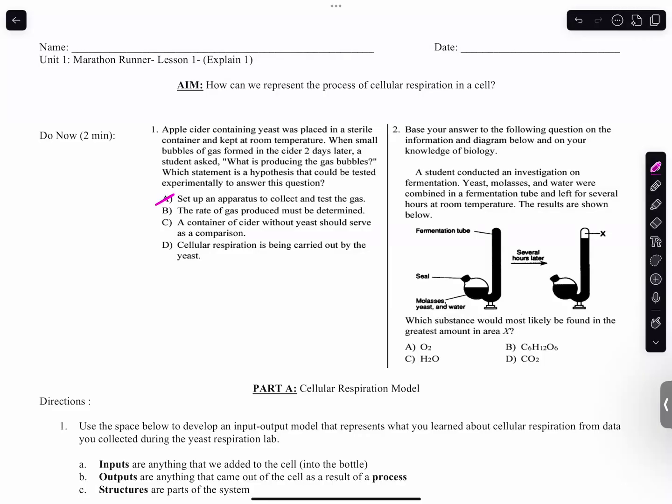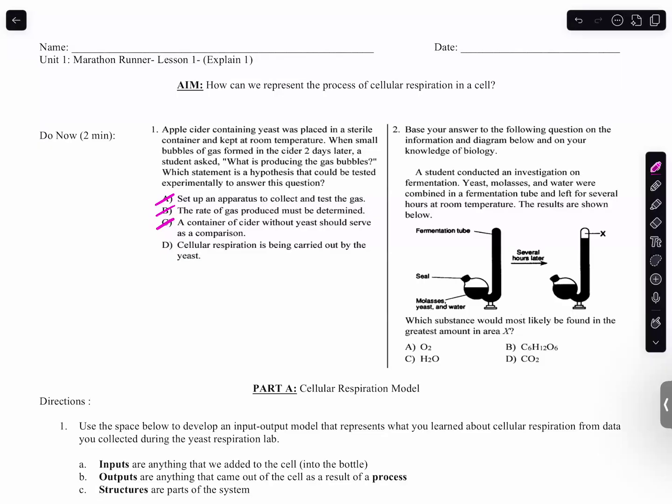Now, B says the rate of gas produced must be determined. That's maybe true, but that's not a testable statement. So I'm going to cross out B. Now we're left with C and D. Let's take a look at C. A container of cider without yeast should serve as a comparison. Sure, that's a part of the experimental setup, and while that might be true, it's also not a testable statement.